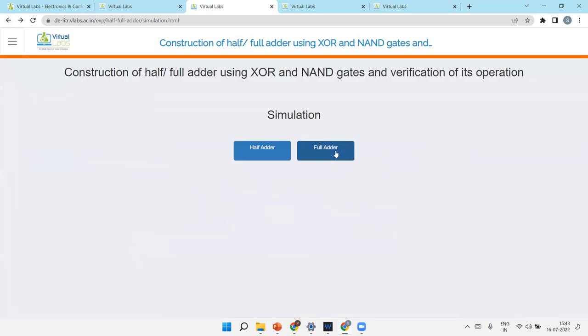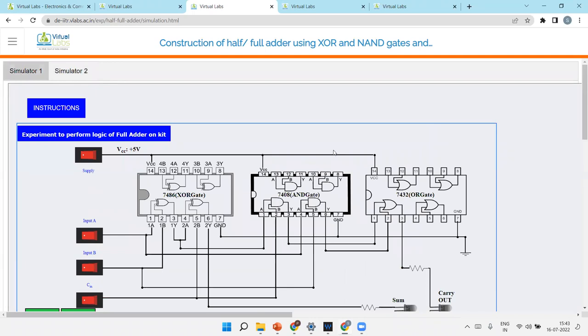By the same method we can do the full adder. Now the full adder consists of XOR and OR gates. The equation of the full adder, if you remember, for sum is A XOR B XOR C. And for carry, it is A B, B C, C A.